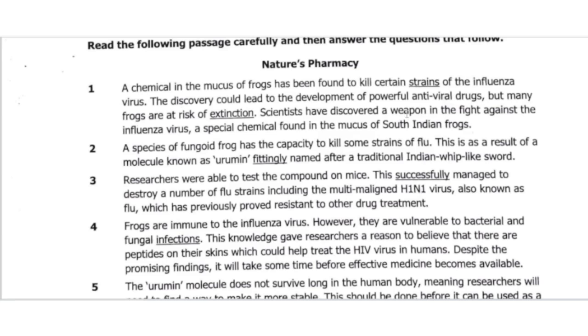Scientists have discovered a weapon in the fight against the influenza virus, a special chemical found in the mucus of South Indian frogs. A species of fungoid frog has the capacity to kill some strains of flu. This is as a result of a molecule known as uramin, fittingly named after a traditional Indian sweet. Researchers were able to test the compound on mice. This successfully managed to destroy a number of flu strains, including the maligned H1N1 virus, also known as swine flu, which has previously proved resistant to other drug treatment.